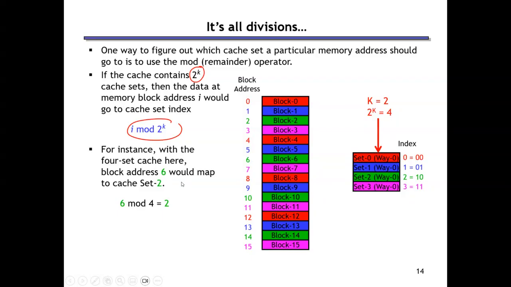So this block is mapped to set 2. So you can use the mod operator. Okay. What about block 14? Now let's assume this is my block 14. How can we compute it? 14 mod 4 will give us 2. If we divide 14 by 4, the quotient is 3 and the remainder is 2. So it means it's also mapped to set number 2. Any question? Got it or not got it?